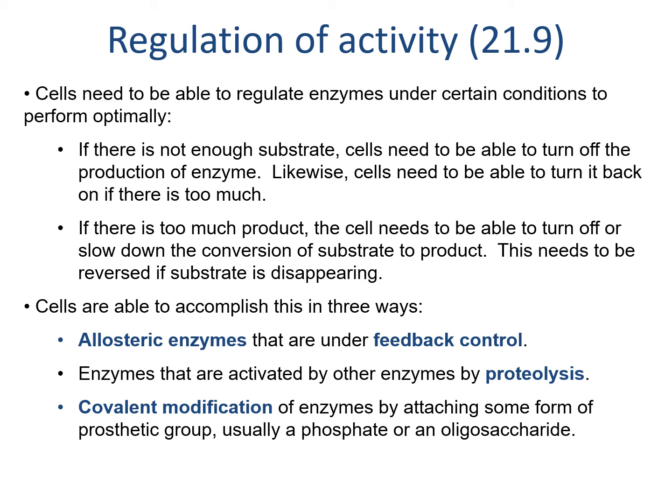Finally, we modify our enzymes covalently. We add another group on, a prosthetic group, oftentimes a phosphate that's added using ATP, or an oligosaccharide. In each of those cases, the phosphate or oligosaccharide are really polar and can change the overall structure of the enzyme, either turning it on or turning it off.